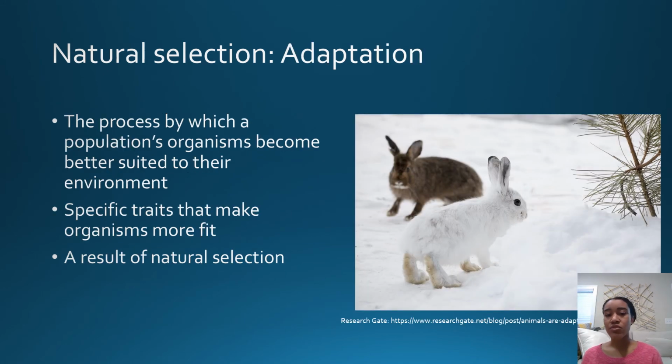So a concept of natural selection, what we just talked about, was adaptation, and here are my brown and white bunnies. Adaptation is the process by which a population's organisms become better suited for their environment, and this is a result of natural selection. So as you can imagine, there will probably be more and more white bunny rabbits within the population over time as the white bunny rabbits are able to avoid predation more than the brown bunnies. And like I mentioned, this is a result of natural selection.